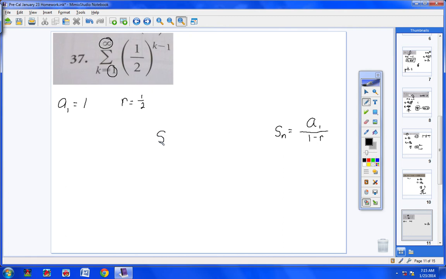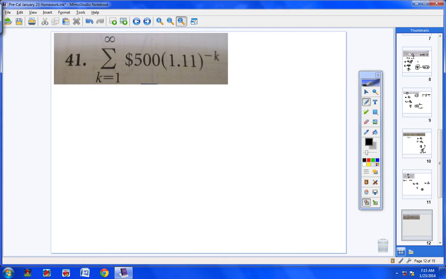The sum of this infinite geometric series is 1 over 1 minus 1/2. So we would then have 1 over 1/2, which of course is 2. So the sum, or the limit, of this infinite geometric series is 2. Let's take a look at number 41.